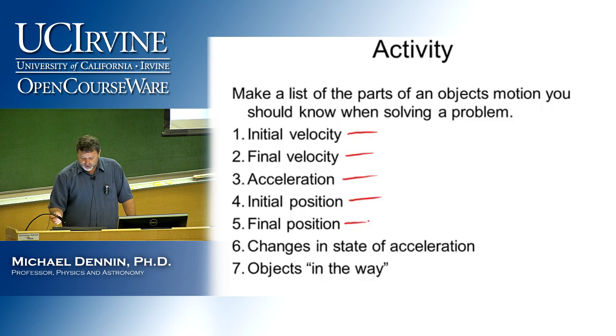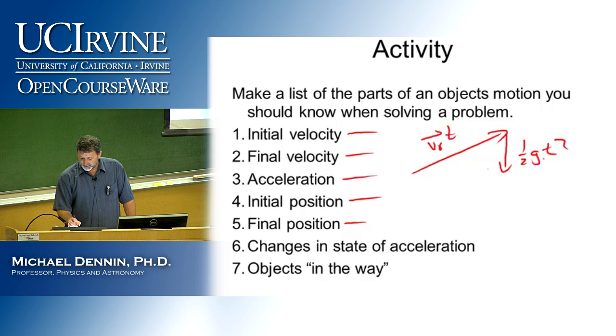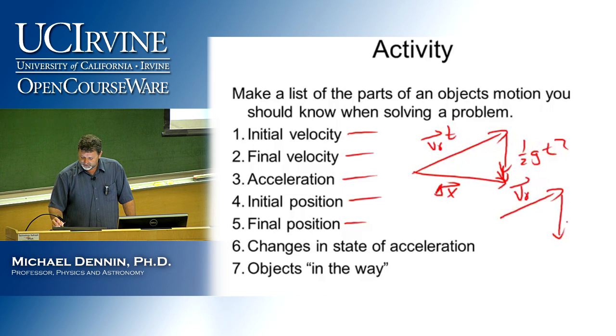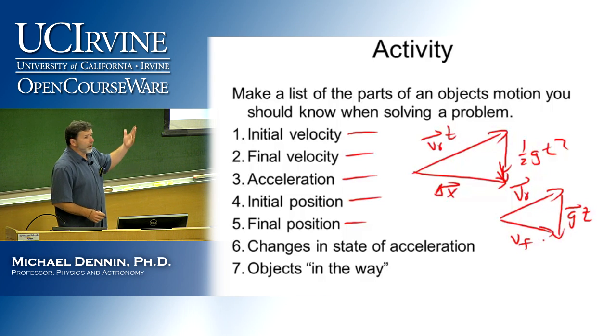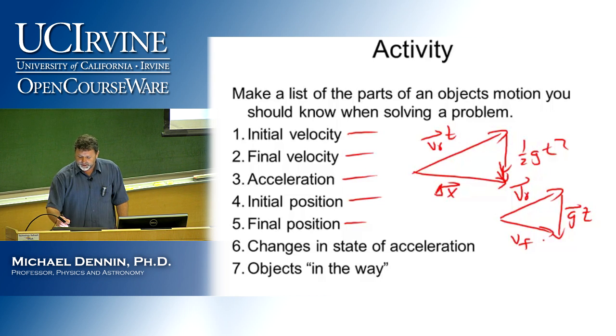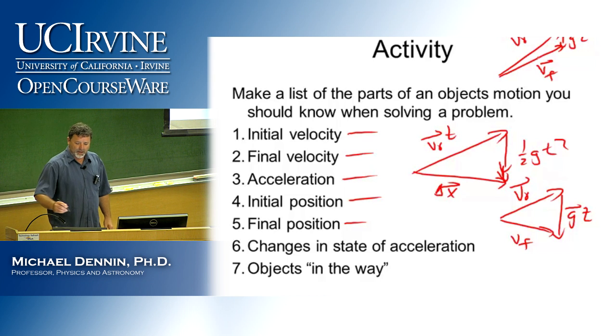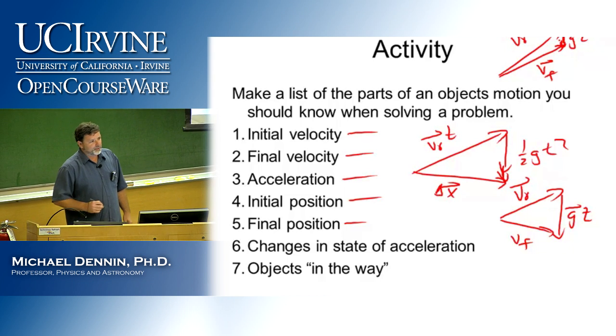Because what you're going to want to do is be able to draw v naught t plus 1/2 gt squared equals delta x correctly. You're going to want to be able to draw v naught plus gt equals v final correctly. And I've often drawn them like that, but of course it could be something launched up and is still going up, right? So that would be v naught plus gt equals v final.